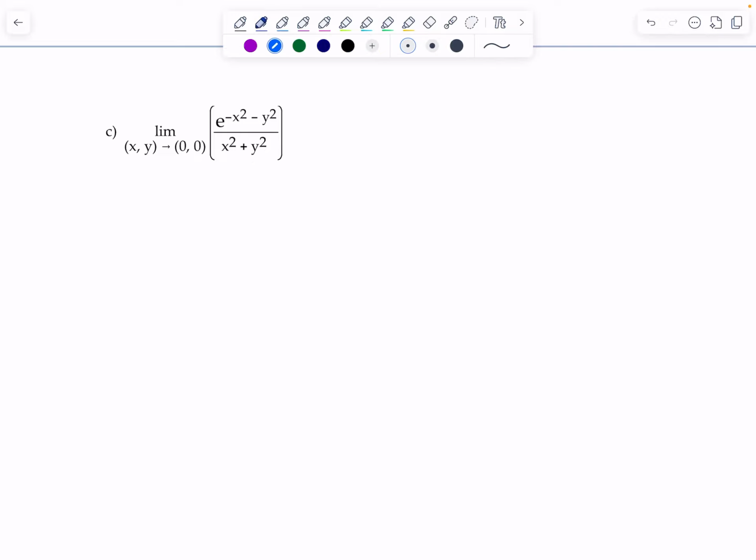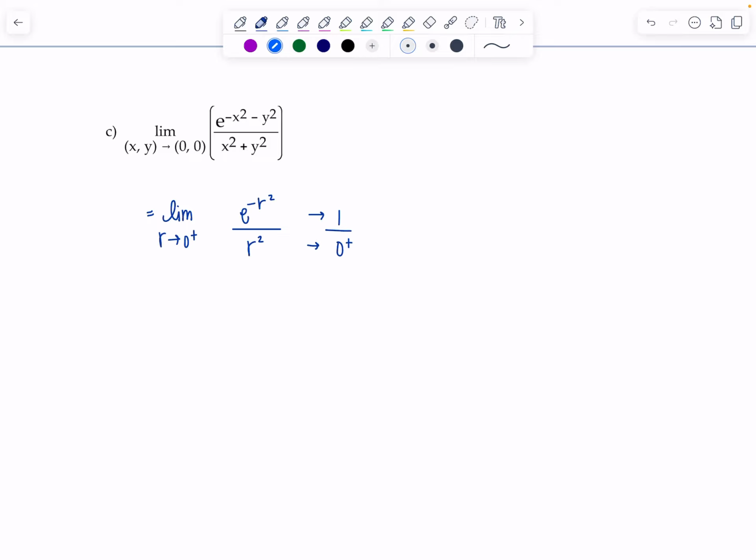Okay, so in that case, I'm going to rewrite this as the limit as r approaches 0 from the right, that's very important, this is going to be e to the negative r squared over r squared. Very good. Okay, so let's see what's going on. As r approaches 0 from the right, e to the negative r squared is approaching 1. And then the denominator is approaching 0 through positive values.